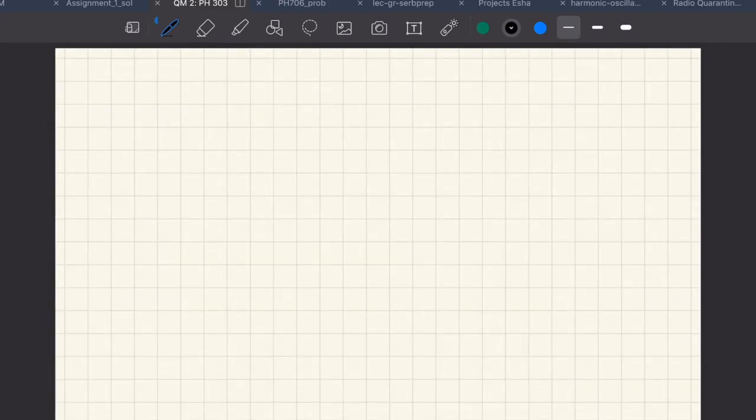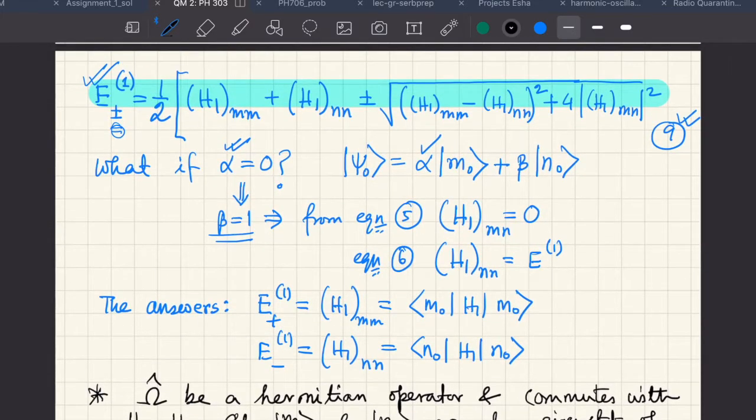So the moral of the story is that if you are faced with degenerate states, you must look around for some Hermitian operator omega that commutes with both H0 and H1. Pick as your unperturbed states the ones that are simultaneously eigenfunctions of H0 as well as omega, and then use the ordinary perturbation theory. If you cannot find such an omega, then you have to use the general result which we have written here in equation number 9.